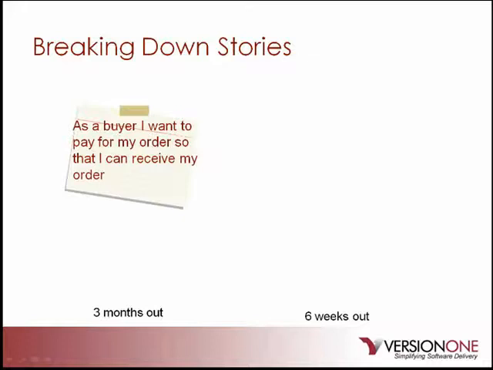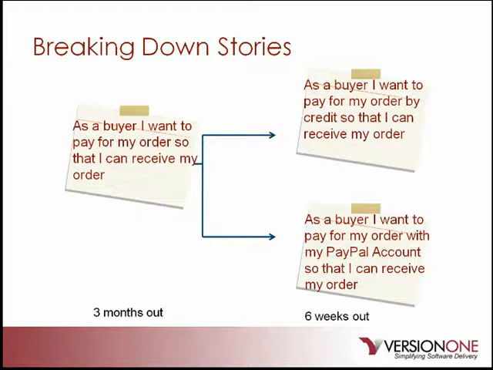So some stories will initially be larger and have to be broken down into smaller stories. Take, for instance, the story of a buyer wanting to pay for their order. Well, this could be broken down into smaller stories: pay by credit or pay by PayPal account. And even the credit story can be broken down further based on the types of credit cards that will be accepted. Breaking stories into smaller ones allows the team to ensure that that story, once again, can be completed in one iteration, and it helps make them independent of one another.